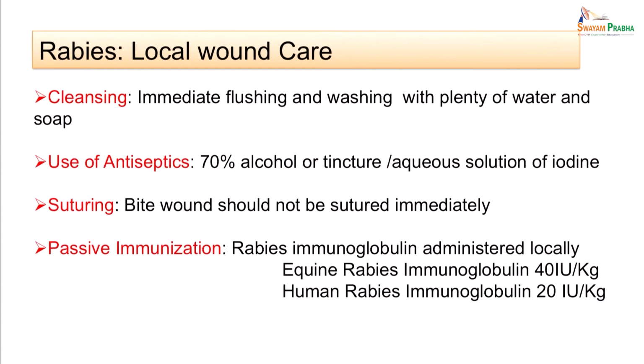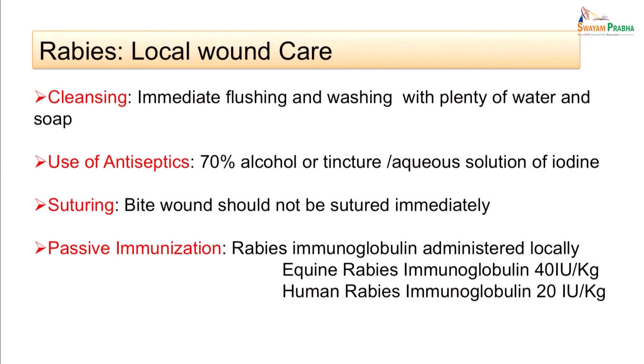So, local wound care involves cleaning of the wound immediately with a lot of water and soap. Now, the rabies virus is an enveloped virus. So, application of soap inactivates the virus. So, it is important to clean the wound as soon as possible with plenty of water and soap. Then antiseptics like 70% alcohol and tincture or aqueous solution of iodine or povidone iodine can also be used. Now, suturing of the wound is strictly contraindicated. It should not be sutured immediately because it can cause additional trauma and it can facilitate the spread of the virus to the deeper tissues.